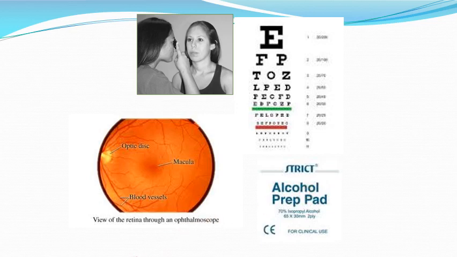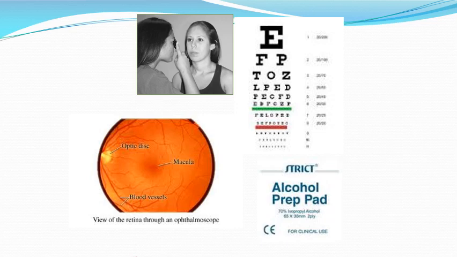Then if you want to test their ability to look at a distance, to test their distant vision, you could just have them read a score, if you're at a sporting event, have them read the scoreboard or a sign that's far away. That usually gives you a pretty good idea.